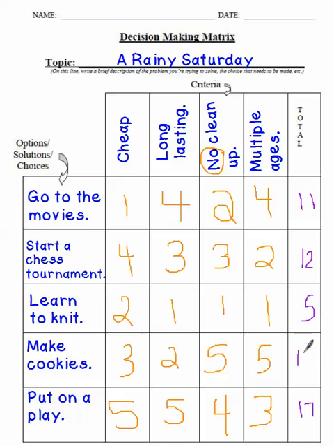So if I ended up with a tie, what I would do then is come across the top here and choose one of these criteria that is the most important one to me. For me, having a project that we can involve multiple ages in is really useful. So now I'm going to look at just that criteria, and I'm going to see which one scored higher out of our two top place ties, and that would be making cookies. So our solution for a rainy Saturday is to make cookies. And a close second place was putting on a play. So that's how to use a decision-making matrix.